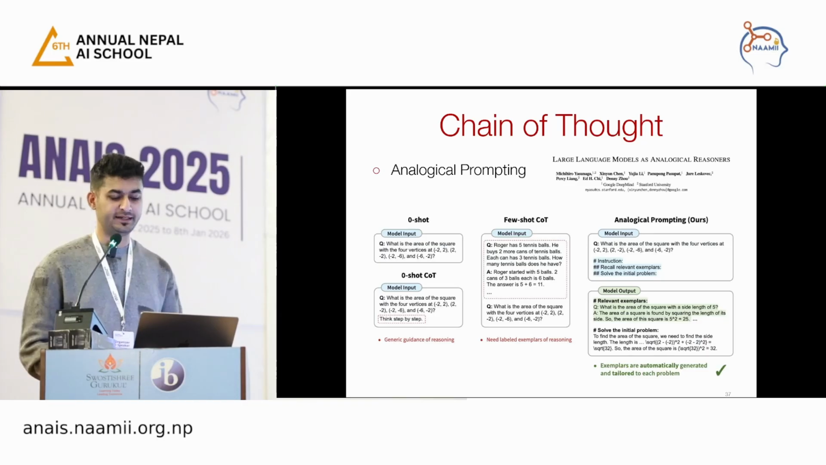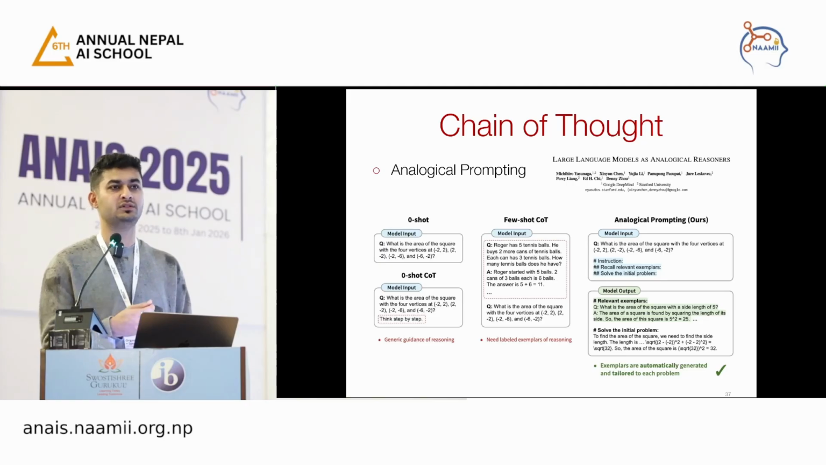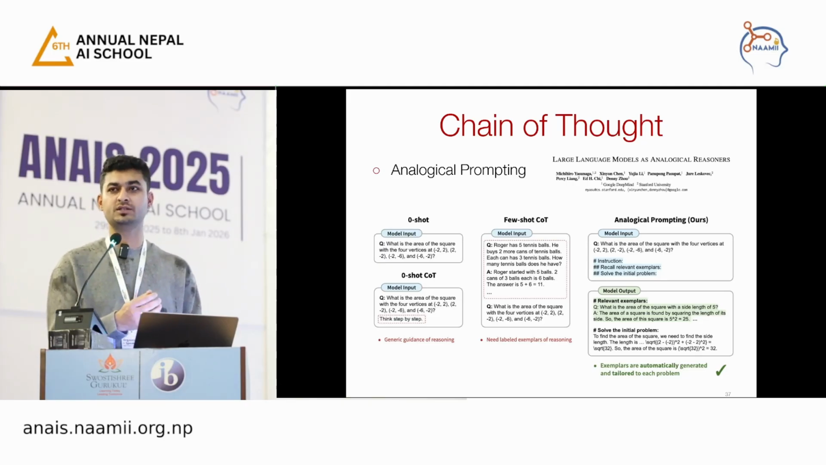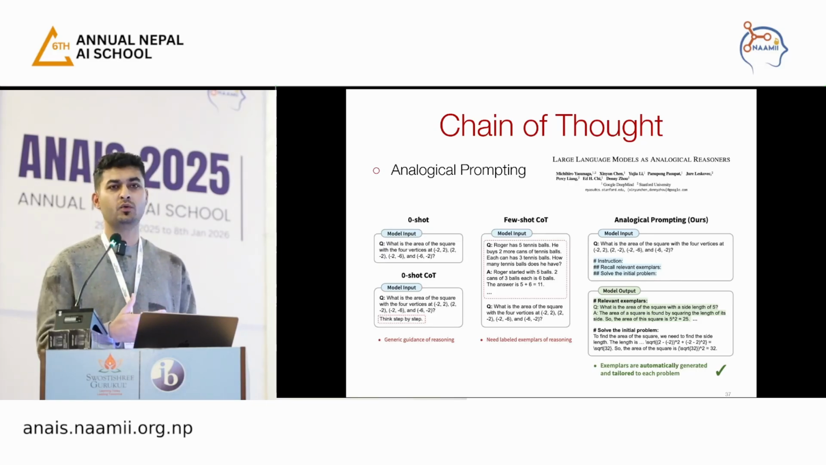There are other prompting techniques as well. One of them is analogical prompting. When I'm asking an LLM to do a task, I nudge the LLM to find similar examples or similar questions, and solve those first before answering the question that I'm asking for. So the LLM will automatically generate examples. This is also one way to address the limitation of manually designing chain of thought prompts.